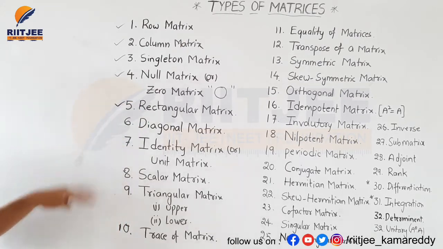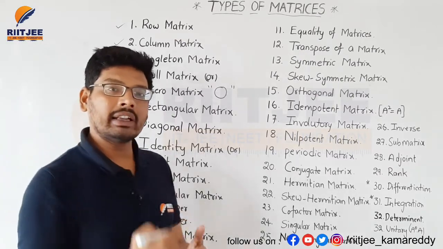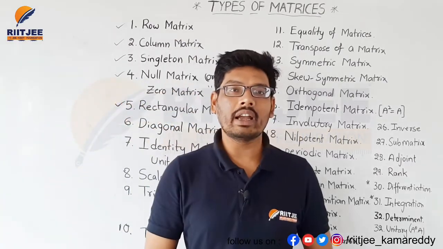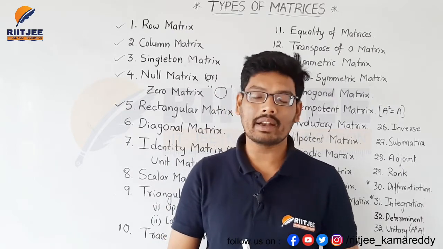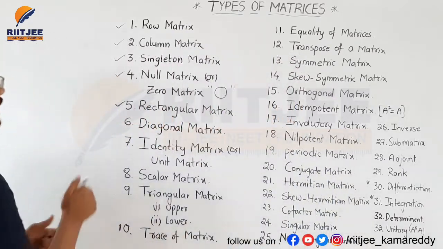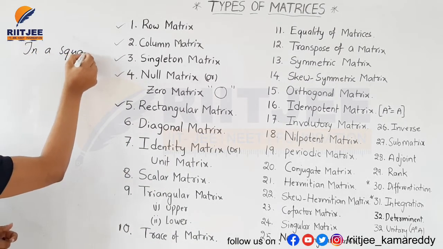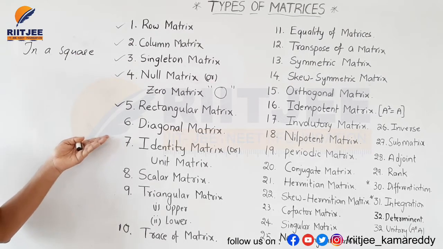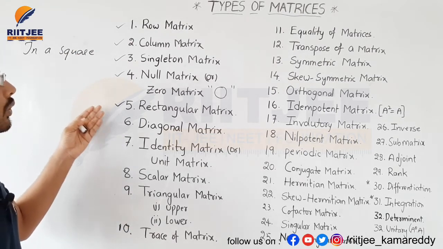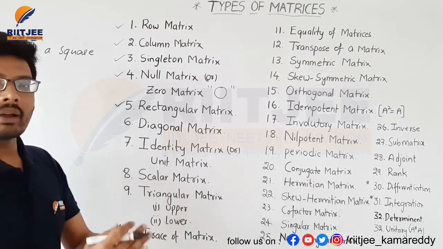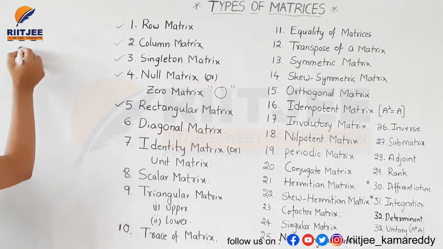Diagonal matrix. A diagonal matrix is nothing but a matrix having diagonal elements that are non-zero numbers and all other elements are zeros. First of all, a diagonal matrix is possible only for a square matrix. A square matrix is nothing but having an equal number of rows and equal number of columns. First of all, we should learn about the square matrix.